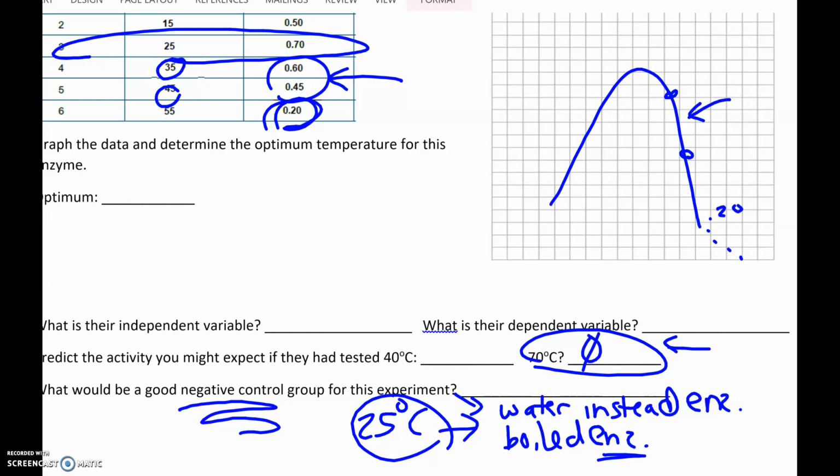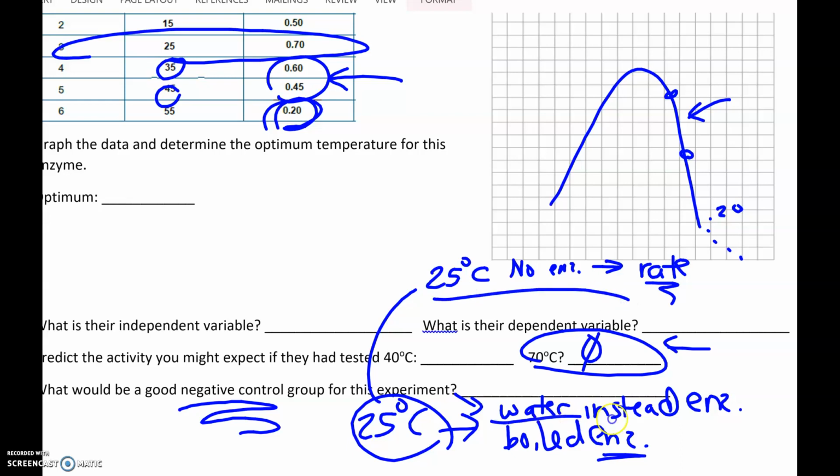Why no enzyme? Why not no substrate or whatever? The reasoning is because, remember, enzymes just speed up reactions. If we do one at 25 degrees Celsius with no enzyme, we can see what the rate of the reaction is on its own without enzyme present, because theoretically the reaction should occur on its own. It may just be so slow that it's negligible, but this would give us a comparison.